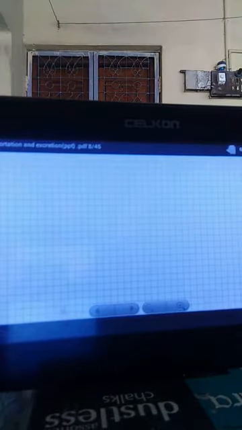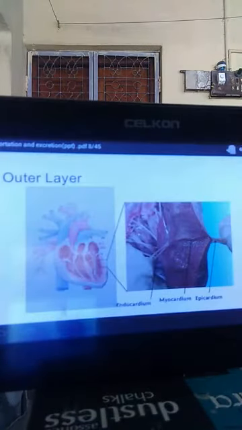Apart from the pericardium and pericardial fluid, the heart itself is a muscle, and there are three major names for the layers of this muscle. The outer layer, which surrounds the entire heart, is called epicardium. The middle layer is called myocardium. And the inner layer is called endocardium. Endo means inside.